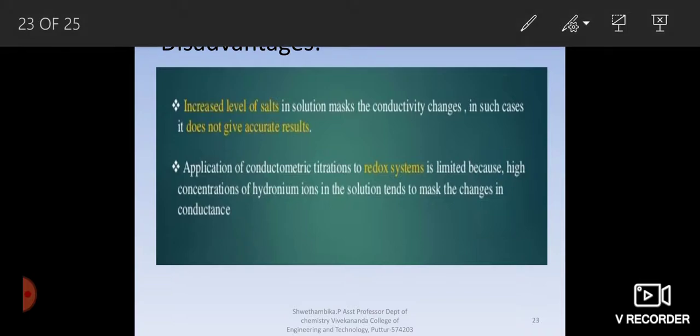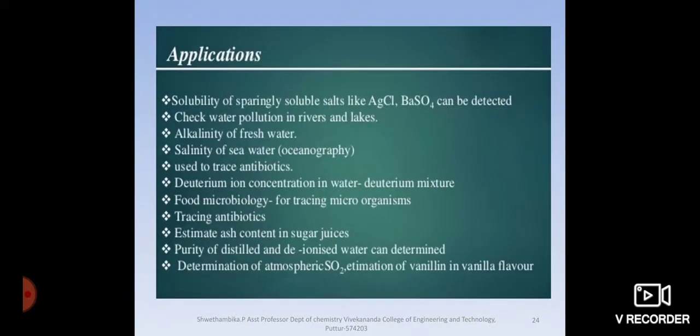However, the system is associated with two major disadvantages. One is that an increased level of salt formation may hide the conductivity changes. Whenever neutralization continues, salt formation takes place and that may hide the variation of the conductance to some extent. Then, application of conductometric titration to a redox system is highly limited. For redox titrations, we have to go for potentiometric analysis because hydronium ion can change the variation in the conductance.